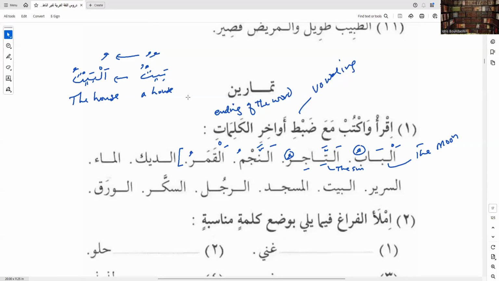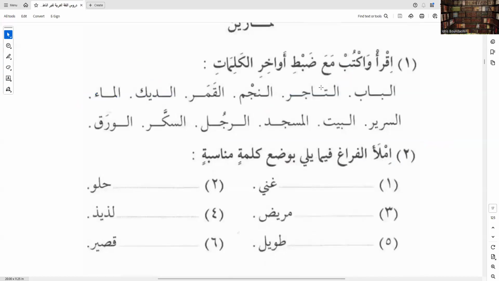Imla. In Arabic, when they say imla, this is a directive statement. Imla means complete or fill out or fill in. Imla il faragha fima yali. Al faragha is what we call blank space, or empty space, or anything that is empty or a vacuum is faragh. So فيما يلي, the following, بوضع كلمة مناسبة, right? By putting in the appropriate or the right word.